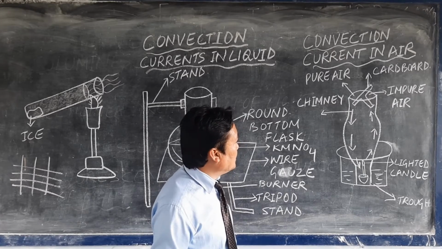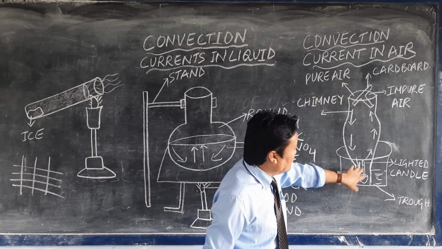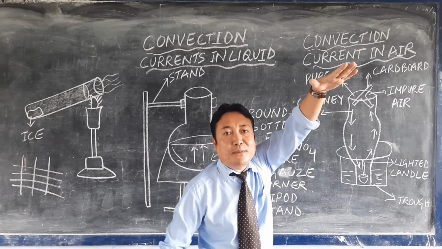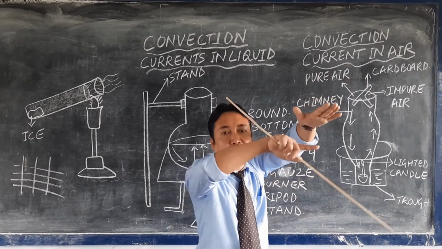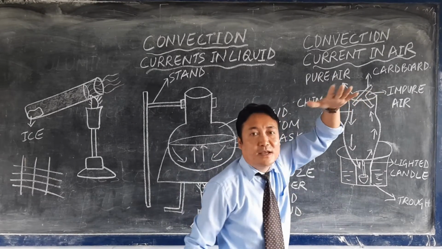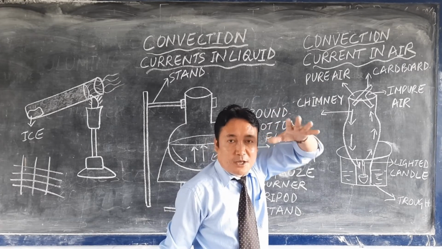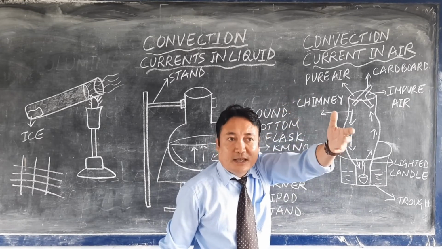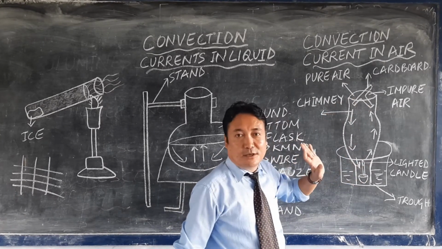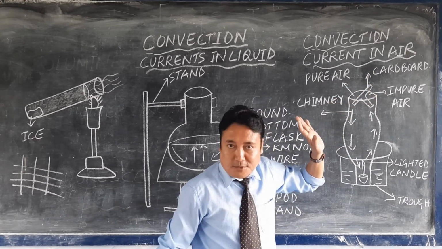Now when the candle starts burning and you keep your hand on the top of the chimney, you will feel warm air on your palm. That means warm air is coming out from the burning candle towards your hand. The warm air is becoming less dense, so it rises up from the chimney, and the cold air is entering inside. Warm air will move upward, and the cold air will move down.